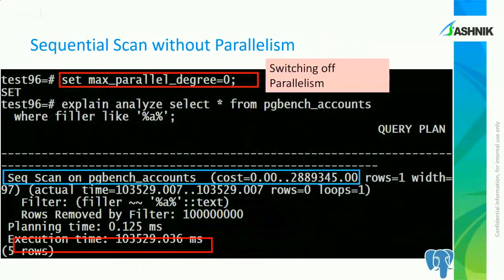To simulate a situation, I have forcefully switched off parallelism. That can be done by setting max parallel degree to 0. And as you can see, this particular query, which I'm trying on records which are around 100 million, executes in about 103 seconds, and it is doing a sequential scan on the table.